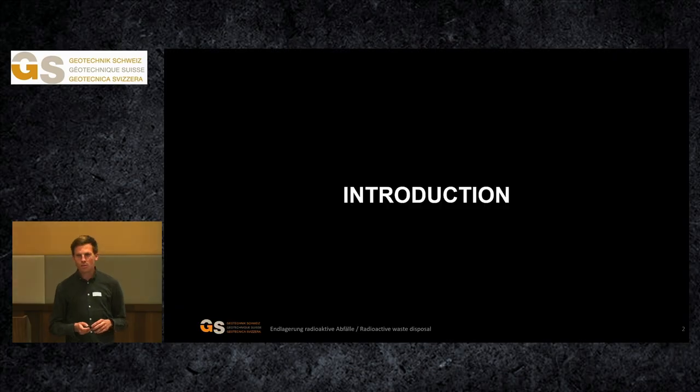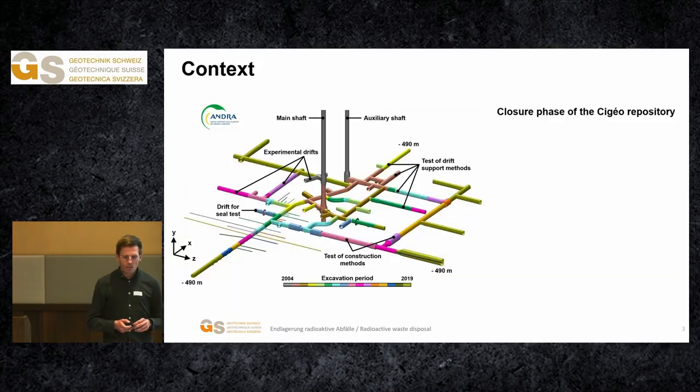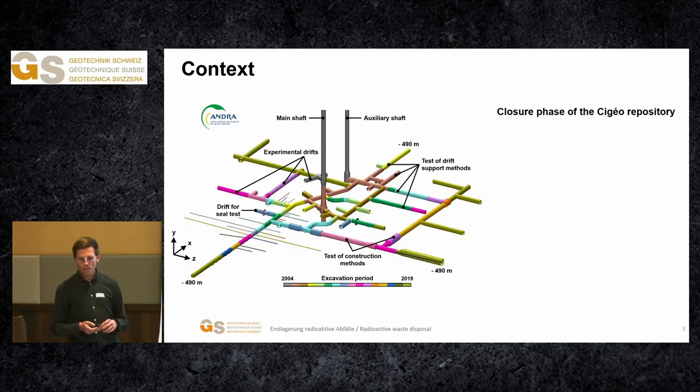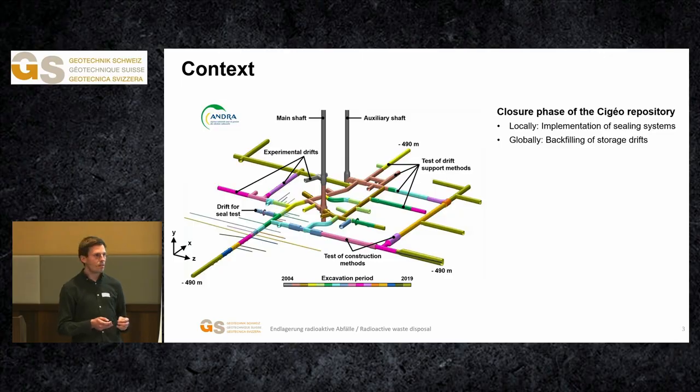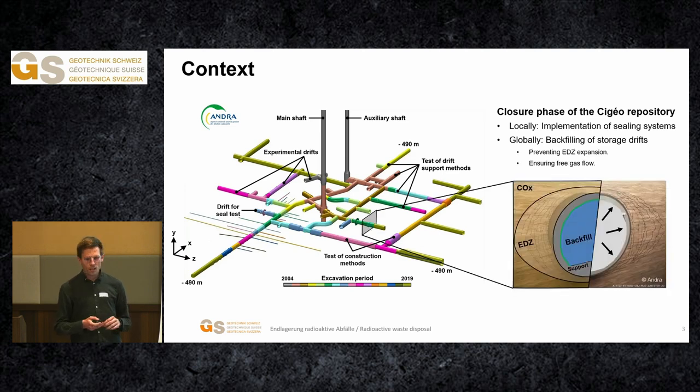So let's start with a short contextualization. The general context of this presentation is the closure phase of the Cigéo repository, which is characterized on the one hand by the local implementation of sealing systems, and on the other hand by the global backfilling of the storage galleries. This process of global backfilling is mainly dedicated to limiting the extension of the EDZ after the collapse of the lining system, and also to providing a low resistance to gas flow.